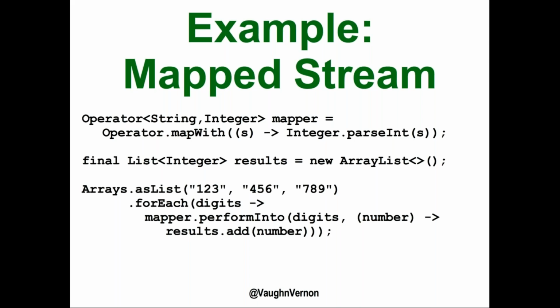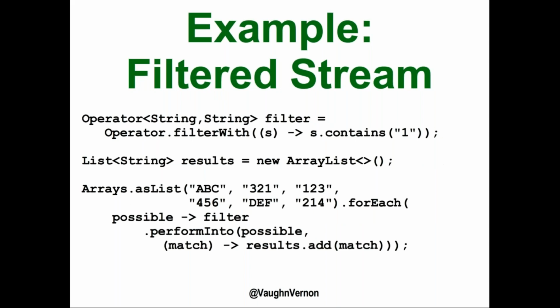And for each of those strings with digits in them, we're going to use the mapper to perform a mapping, and that mapping will use the mapper at the top and then give the final number, the integer, as the argument to the lambda, which is the consumer on the right-hand side, and that consumer will put each of those numbers or integers into the results collection.